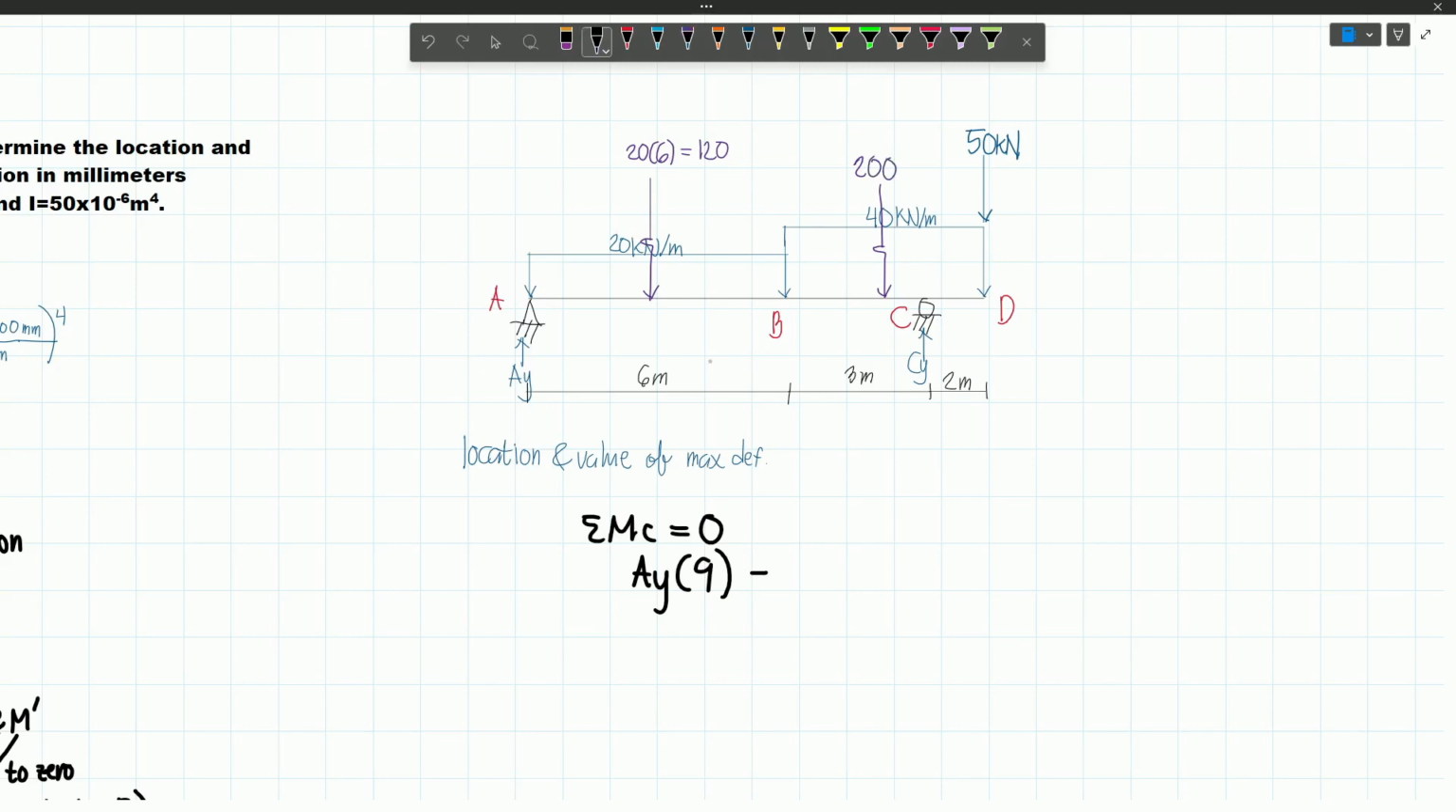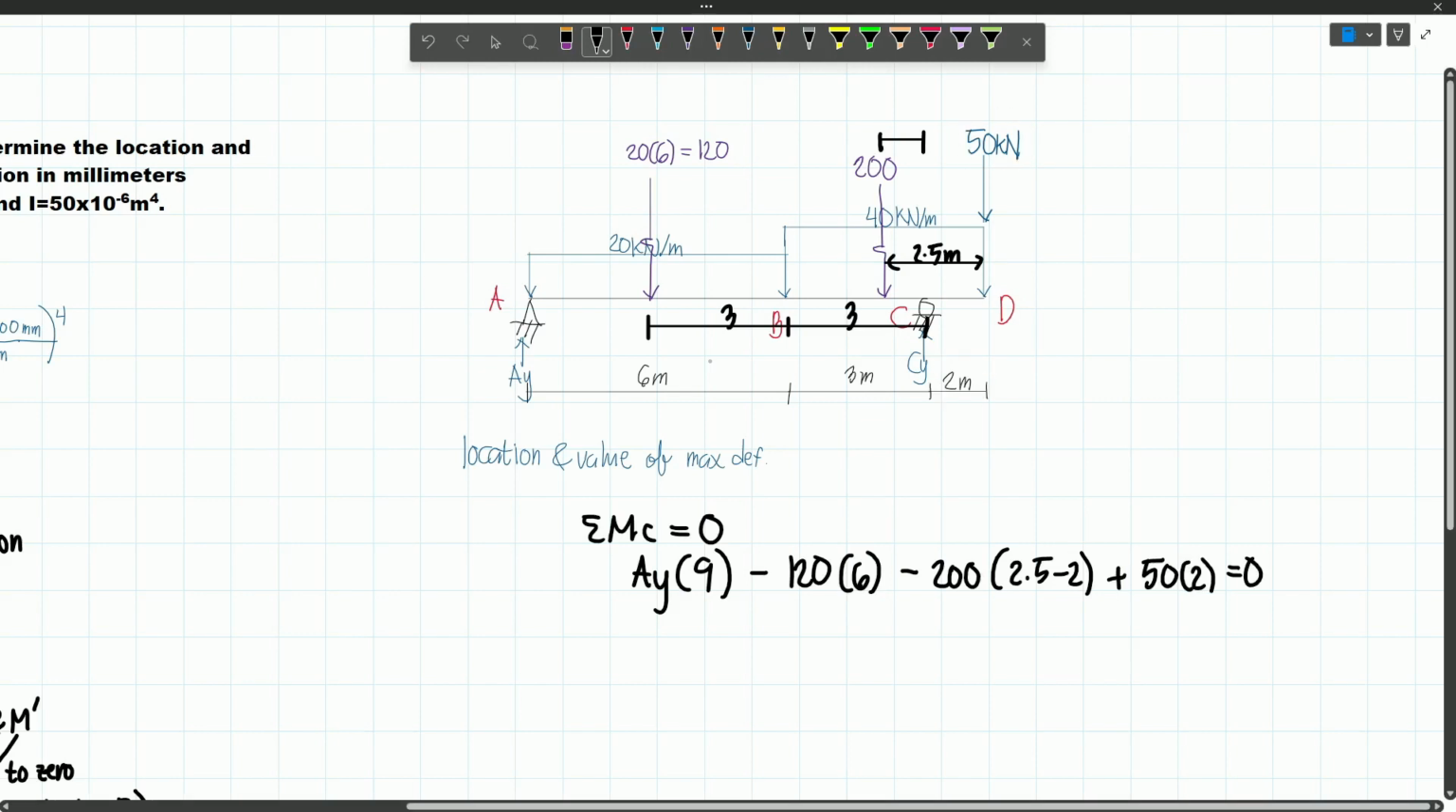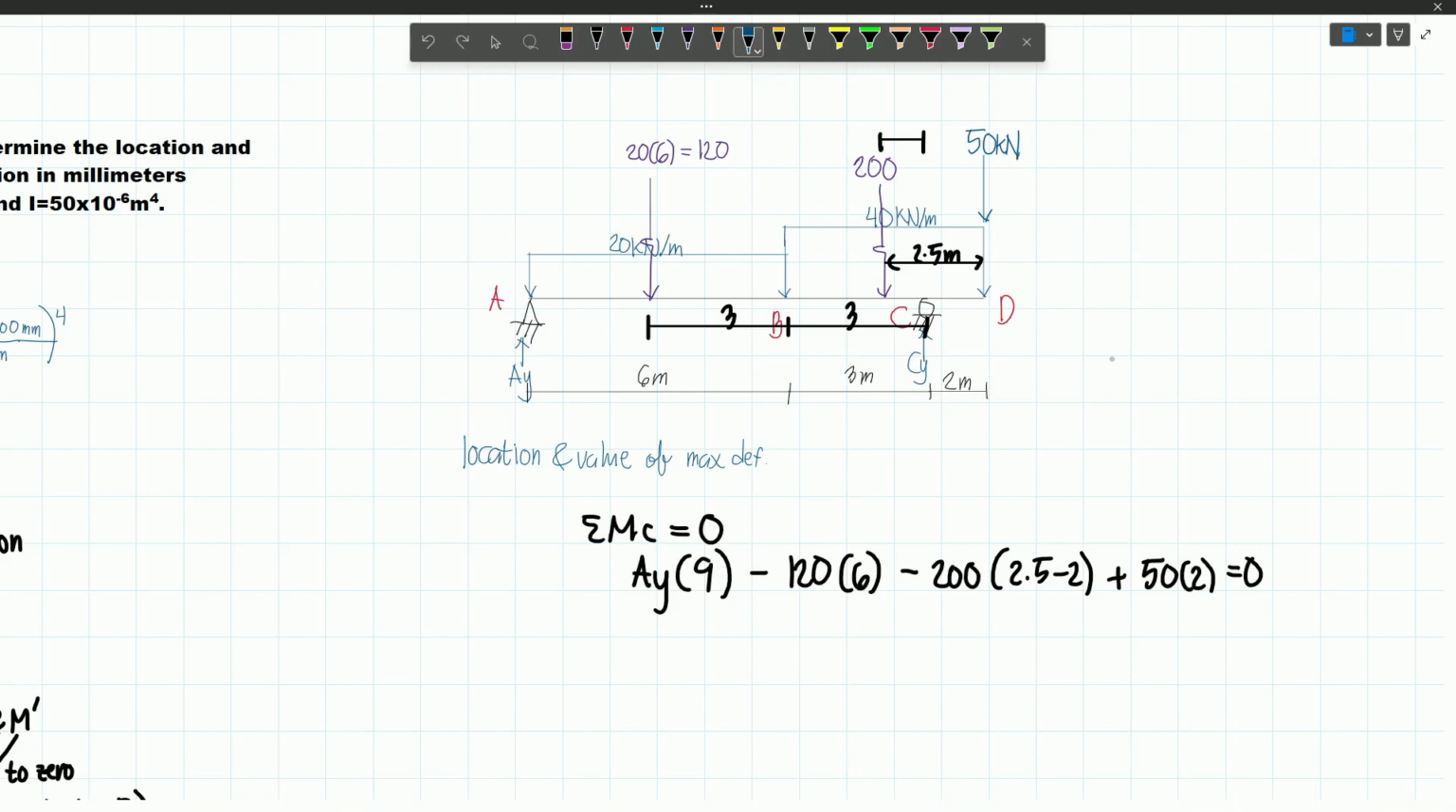And so, taking moments about C, AY times 9 minus 120 times the moment arm, which is half ng 6, which is 3, plus 3. So this will be 6. And then minus 200 multiplied by this distance, which is 2.5 minus 2 because this is 2.5. So 2.5 minus 2 is the distance from the resultant patungo dito sa C. And then plus 50 multiplied by 2. And so we can obtain AY. And so AY will be 80 kN. AY equals 80 kN. So ito na yan.